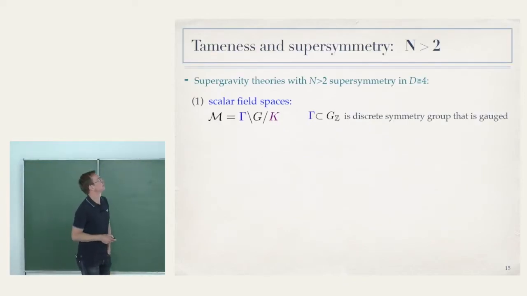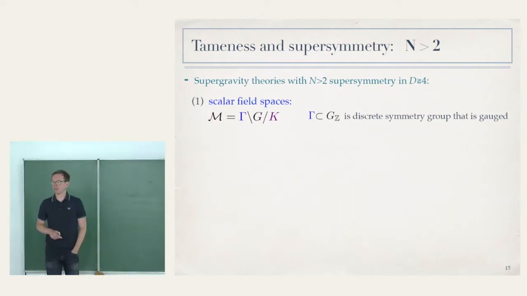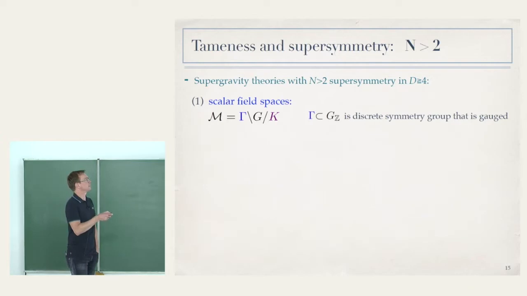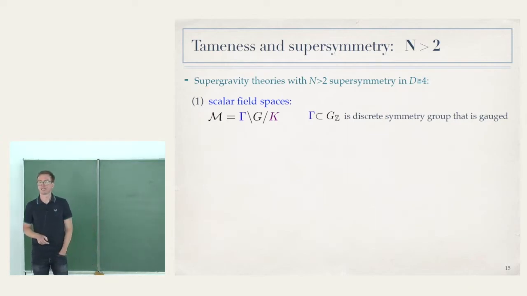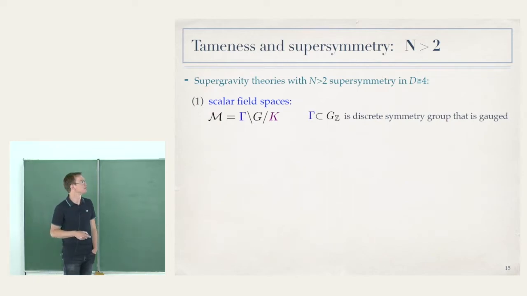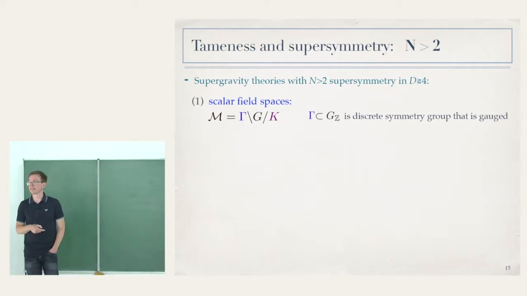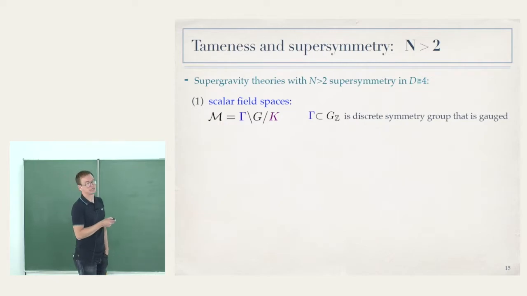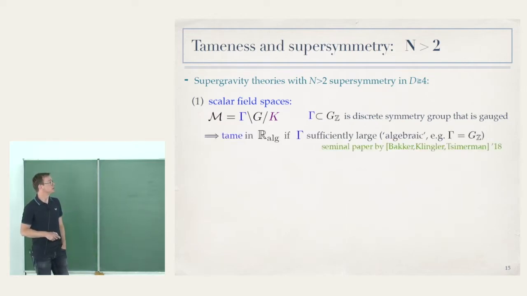So the first thing is, let's look at theories which have a lot of supersymmetry. Scalar field spaces, which are these coset spaces. So if you have a lot of supersymmetry, I mean, bigger than two in four dimensions, then the scalar field space is this coset space. Of course, we have heard this in this conference before, where gamma is some discrete symmetry group that is gauged. So it's divided out, so it's gauged. We call it coset space. In mathematics, you would call it arithmetic quotients if this gamma is in arithmetic groups.